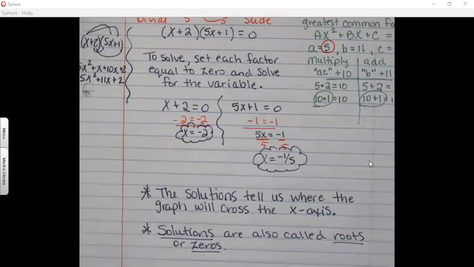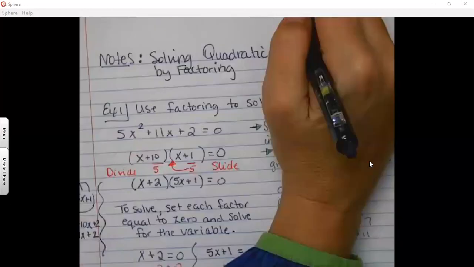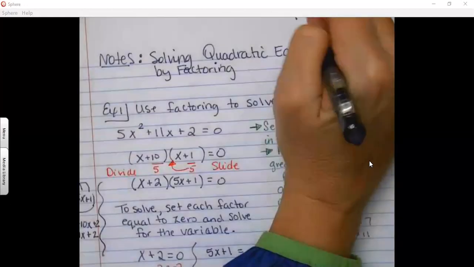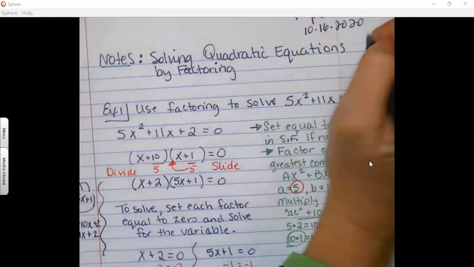All right, so wasn't that exciting? I know. I'm ready to do another one. All right, let me label my paper. What is this, 7th period? Example 2.